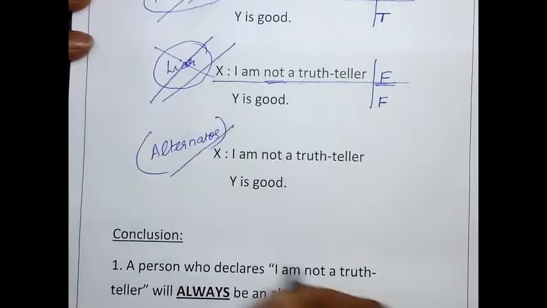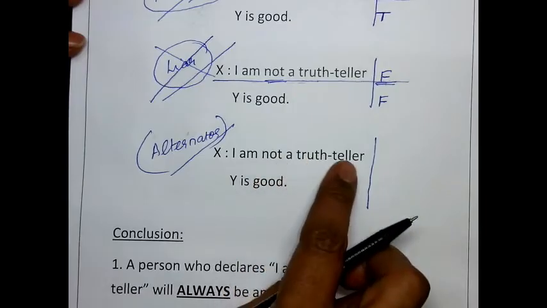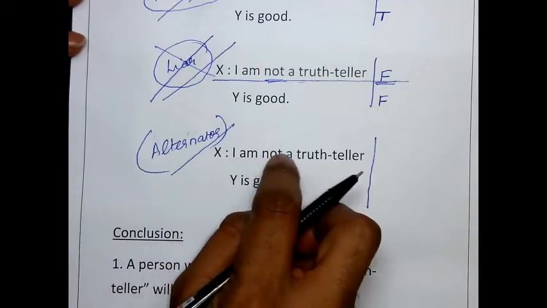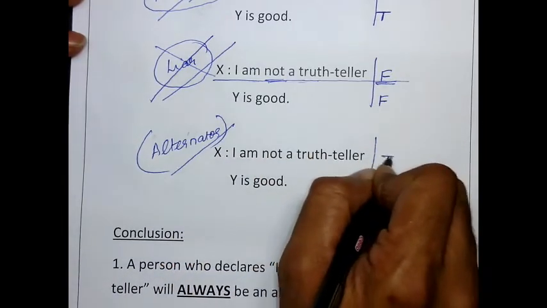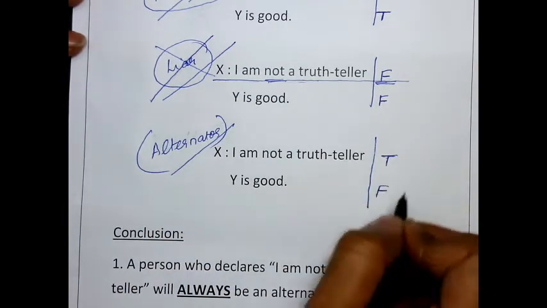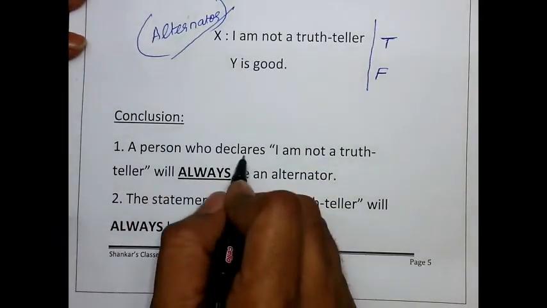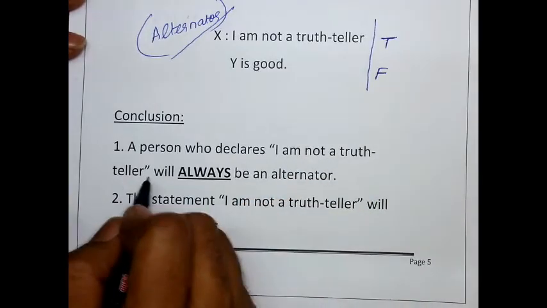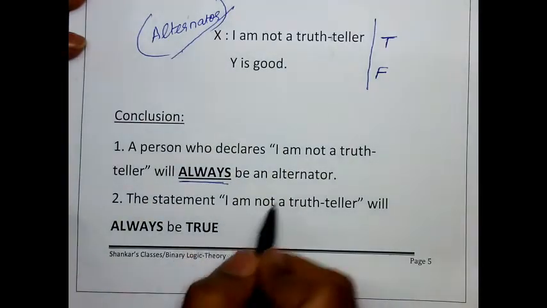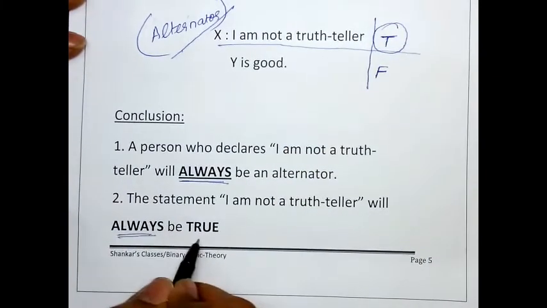Now, an alternator is telling you that I am not a truth teller. We know that X is an alternator, which means X is not a truth teller has to be true. Which means Y is good has to be false. So, what is the logical conclusion? A person who declares, I am not a truth teller, will always be an alternator. The statement, I am not a truth teller, will always be true.